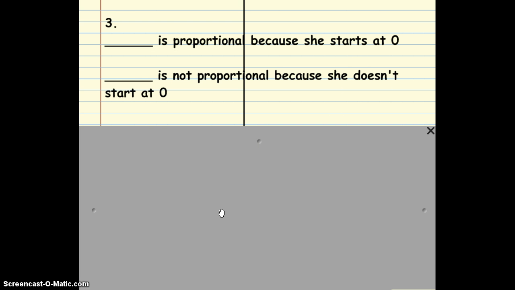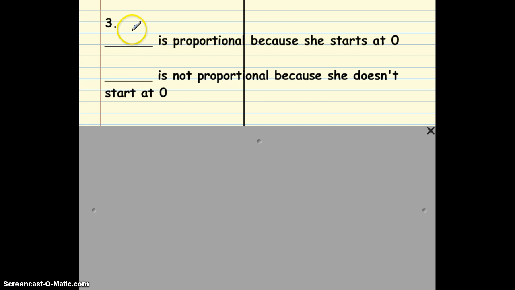All right, moving on to question number 3. It says, is Alita's distance from the starting line proportional to time? Is Olivia's distance proportional to time? Well, remember, proportional means they start at 0. So whose is proportional because she starts at 0?